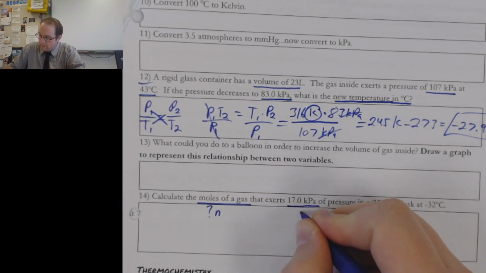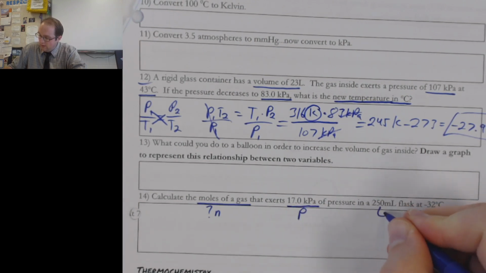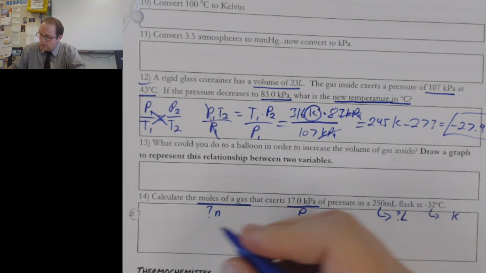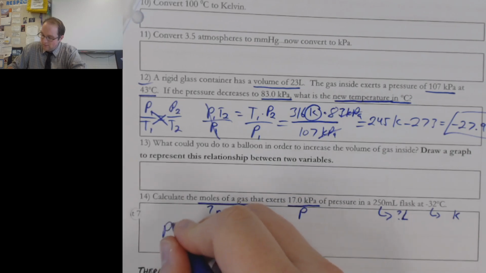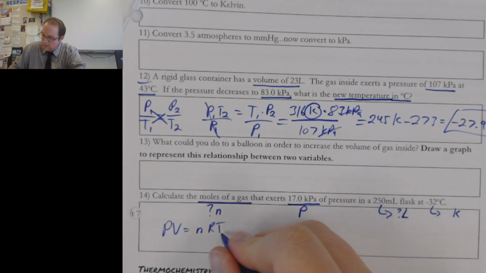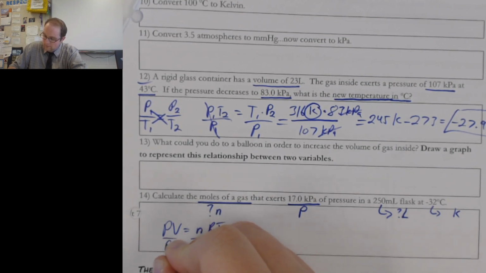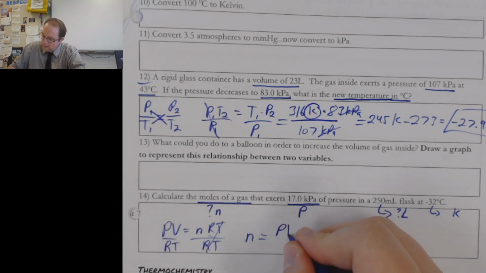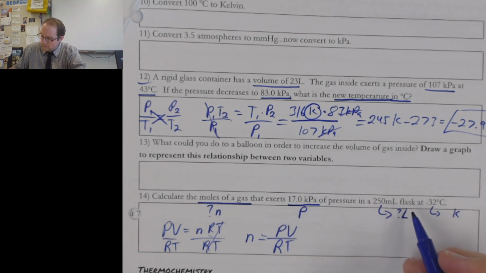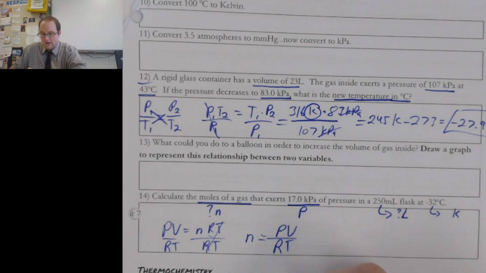You're given a pressure. We're given a volume. We're going to make sure to convert that to liters. And we're given a temperature that we're going to convert to Kelvin. So knocking off our stuff there, we've got PV equals nRT. And we can rearrange this so that we have N equals PV over RT. We know our pressure. We know we can find our volume in liters. We know our temperature.